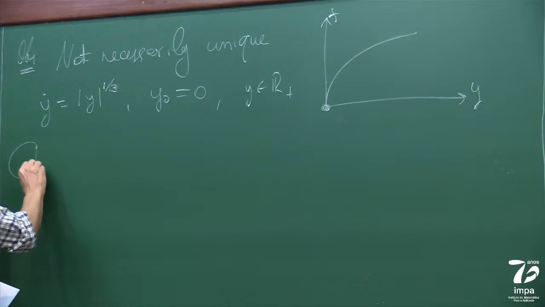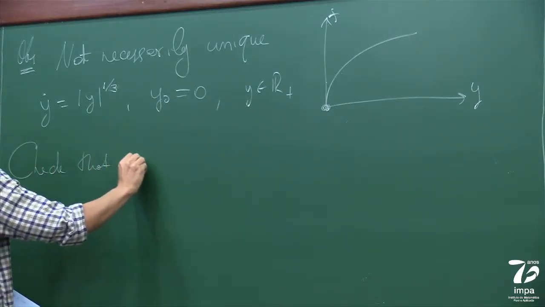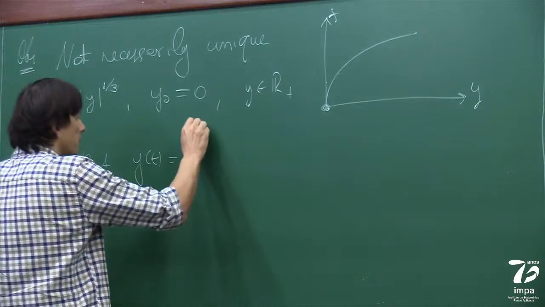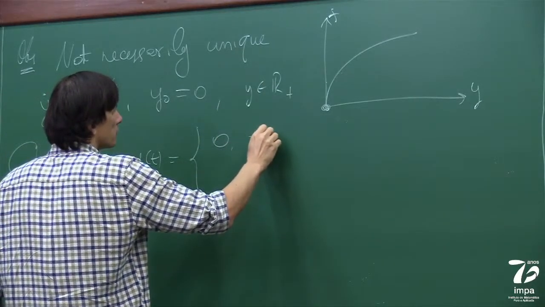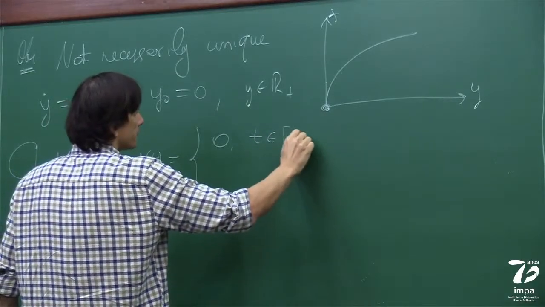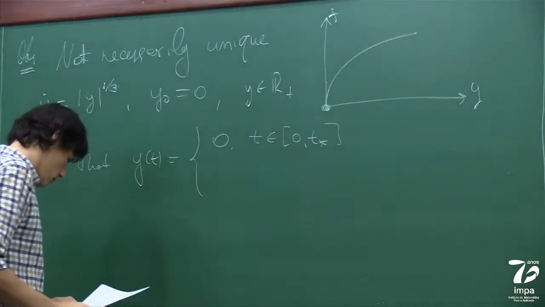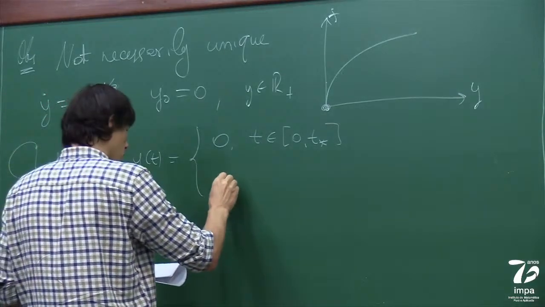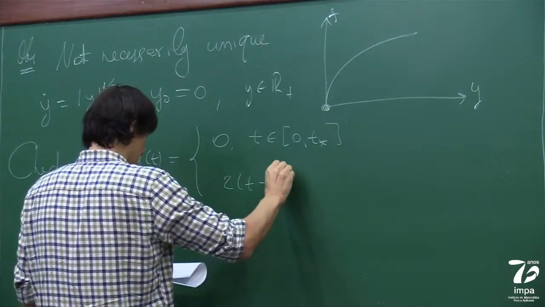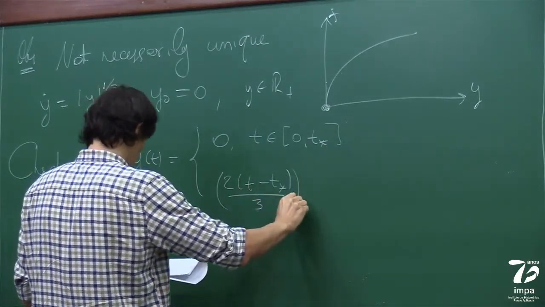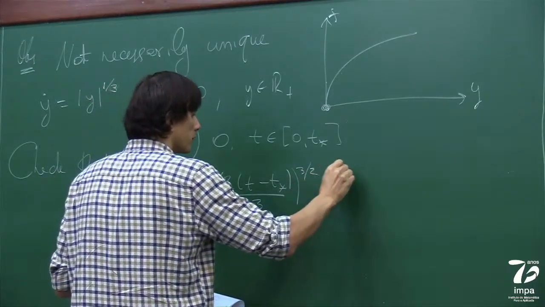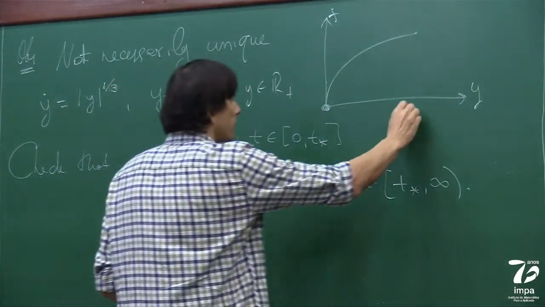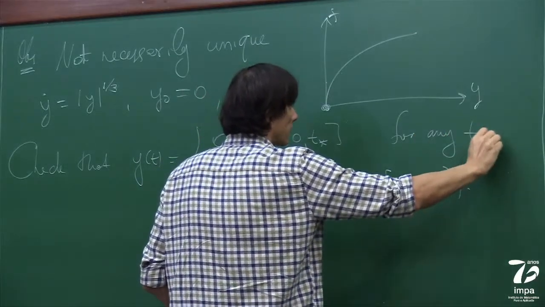You can check that all solutions that you can define have the following form. They are 0 until a certain time t star, and after that the expression that you find using separation of variables is (t minus t star) over 3 to the power 3/2. This is for t greater than t star up to infinity, and this is for any t star.